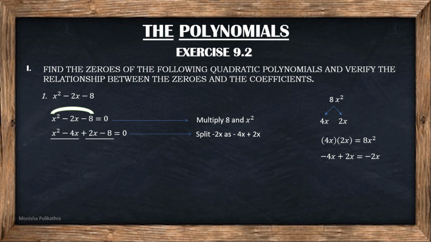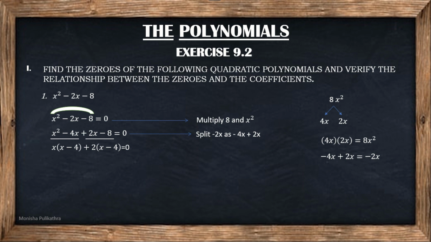So going to the next line. Next what we have to do is separate the common terms. In the first 2 terms, x square minus 4x, the common term is x. If you take the common term x, the remaining will be x minus 4. In the second section, it is 2x minus 8. In 2x minus 8, the common term is 2.